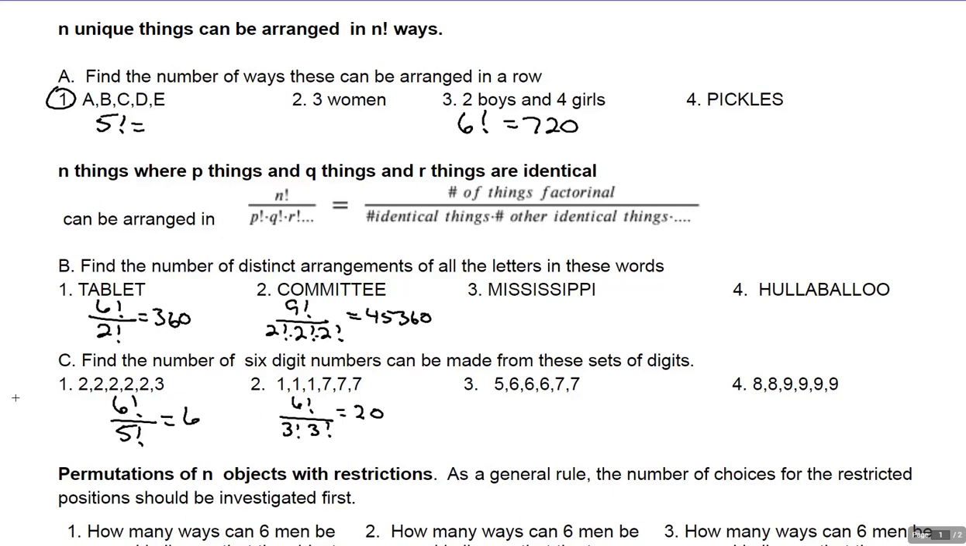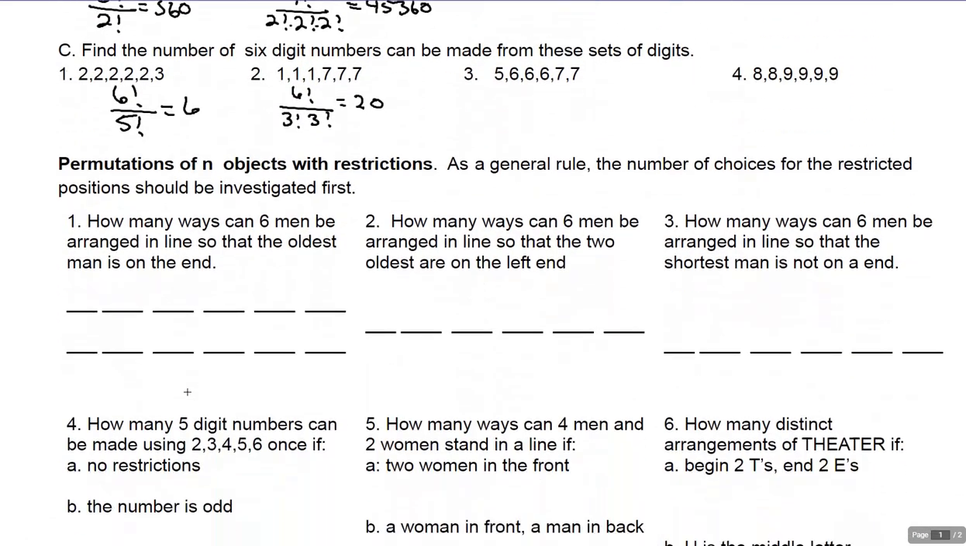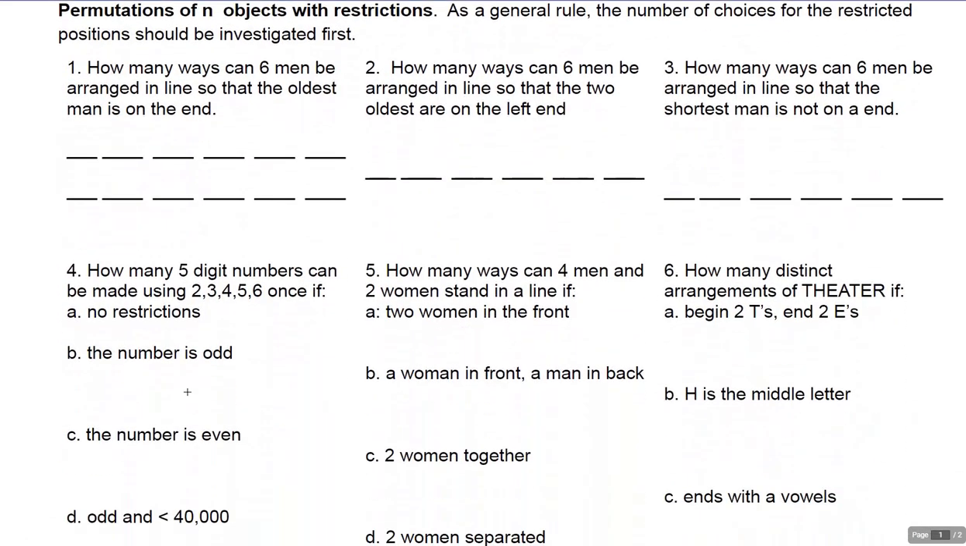Don't worry, because there's more. It does get more confusing. But these other ones are going to work the same way. Okay? All right, now take a look down here. What happens is then they'll throw in restrictions. And when you have restrictions, you've got to take them into consideration first.